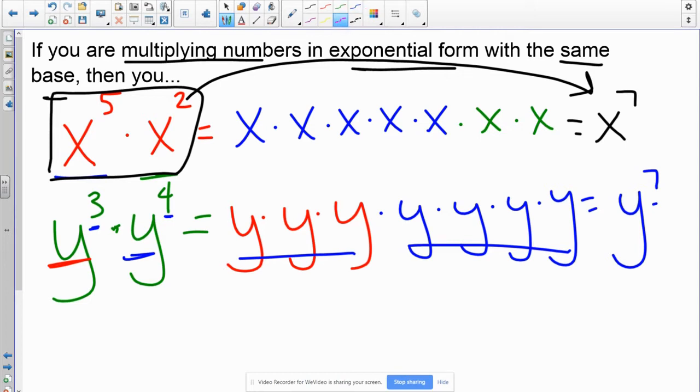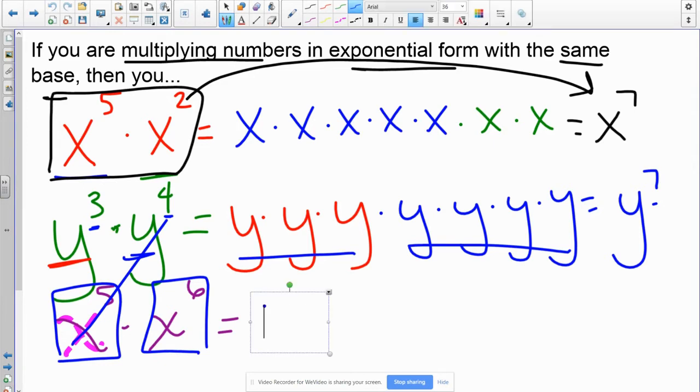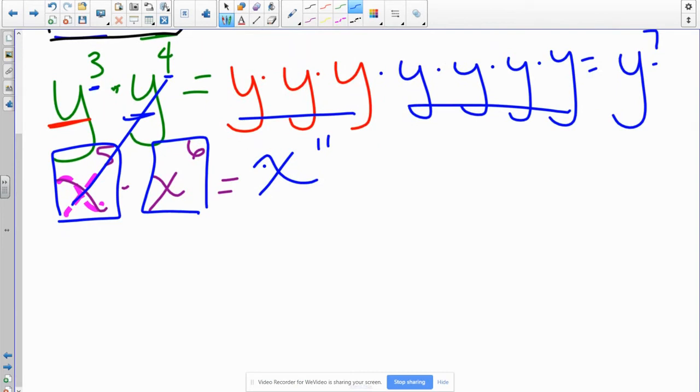What if we have x to the 5th times x to the 6th? This time I'm just going to think about it before I write that all out. I have x to the 5th, that means I have 5 x's. I have x to the 6th, which means I have 6 x's. If I have 5 x's and 6 x's, when I add those together, I would definitely have x to the 11th.